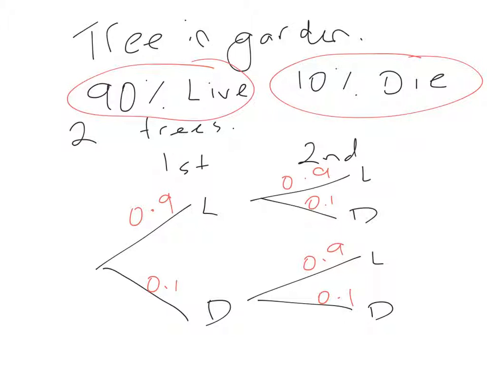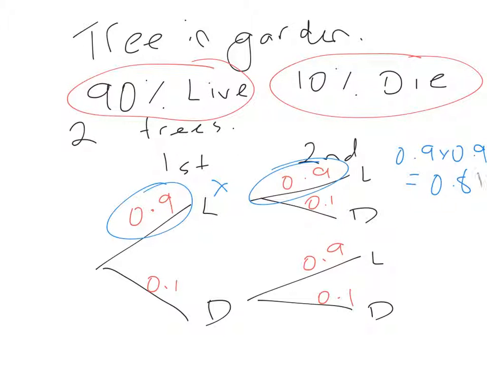Okay, so if we want to know what the chances of both of our trees living, all we do is we take our first tree living and we multiply it by our second tree living. And this is the way it works for any outcome that we want to look at. You multiply along the branches. So if we want to know the chances of both of our trees dying, that would be this branch here, and we just times those 2 things together.